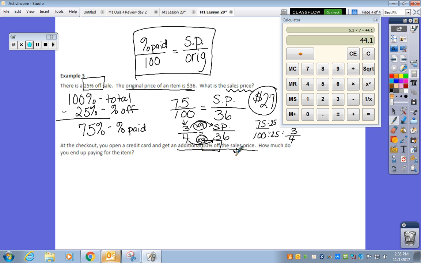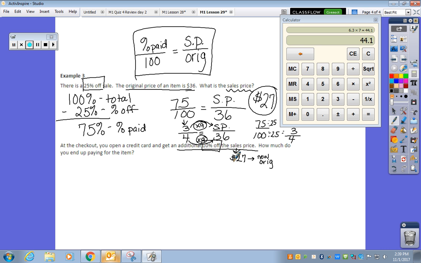So in other words, our sales price is $27. When we put this in to our equal fractions, this is now going to be the new original price. Because we're taking a percent off of that, we're going to want to use that number as that original. Anytime you're taking a percent off of an amount, that's the one that goes in your denominator. So once again, I'm looking for what I'm paying for the item, or the sales price that I'll be paying after that 10% comes off.